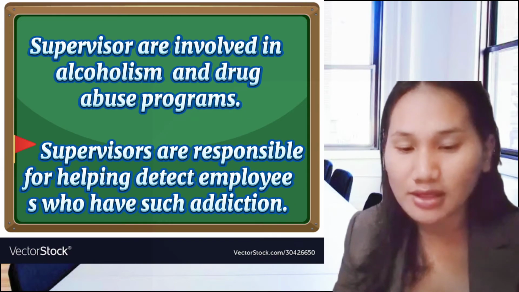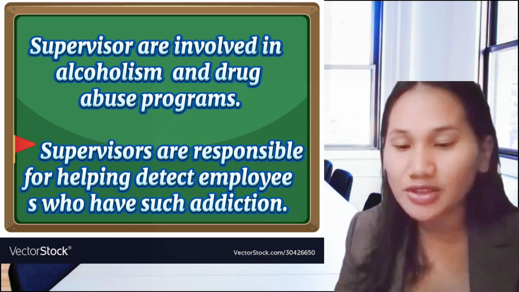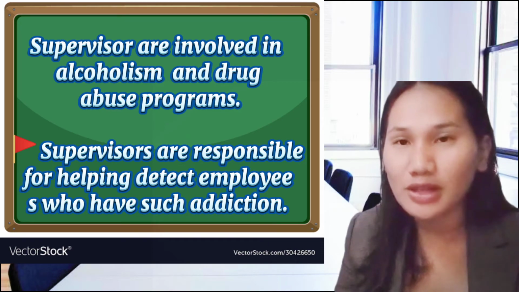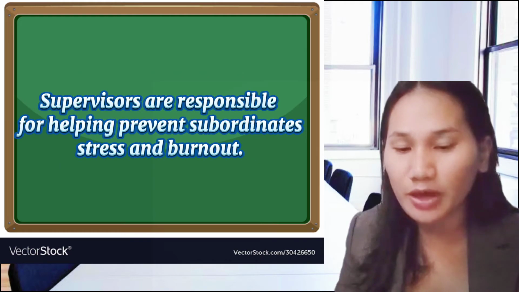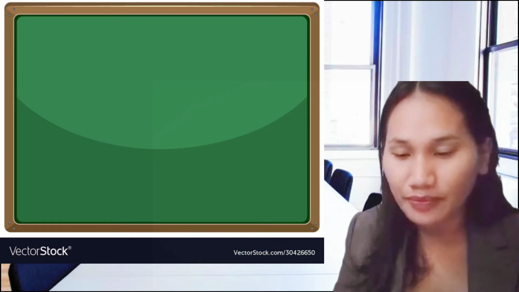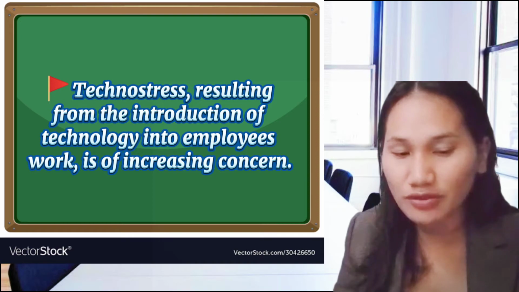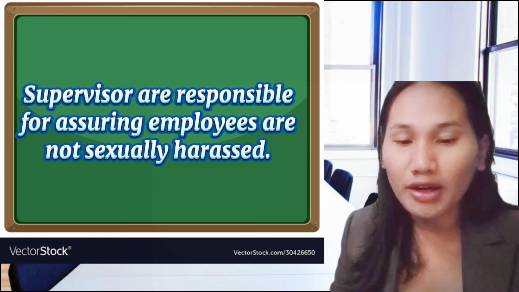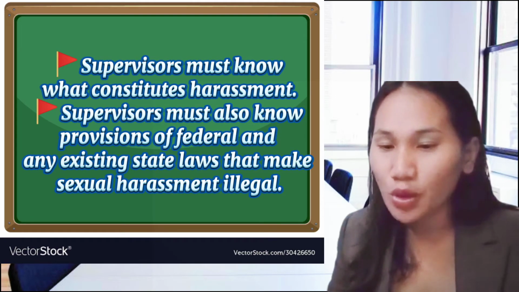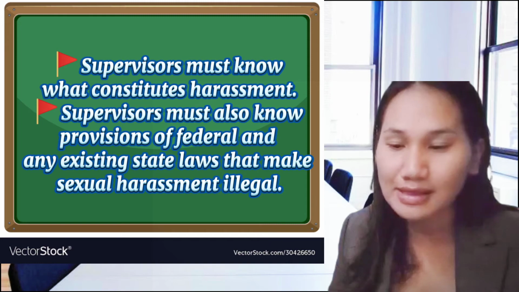Supervisors are involved in alcoholism and drug abuse programs. Supervisors are responsible for helping detect employees who have such addictions. The new philosophy is to help employees get treatment while maintaining their employment status. Supervisors are responsible for helping prevent subordinates' stress and burnout. Techno-stress, resulting from the introduction of technology into employees' work, is of increasing concern. Supervisors are responsible for ensuring employees are not sexually harassed. Supervisors must know what constitutes harassment. Supervisors must also know the provisions of federal and any existing state laws that make sexual harassment illegal.